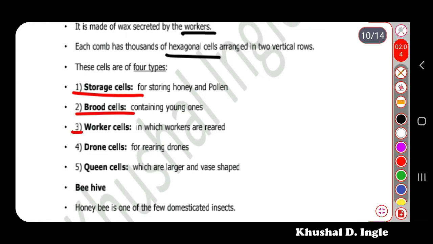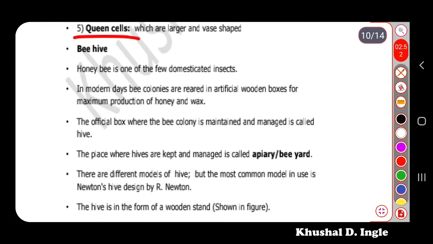Next one, that is worker cells. Already in the previous slide we have seen that there are some cells which are also called worker cells, in which the workers are reared. Then the next one, that is drone cells. Obviously these drone cells are used for the rearing of males or drones. And the next and last, that is queen cells. These queen cells are larger in size and vase shaped. Within them, royal jelly will be stored by the workers. In this way, a total of 5 types of cells are present within a hive.